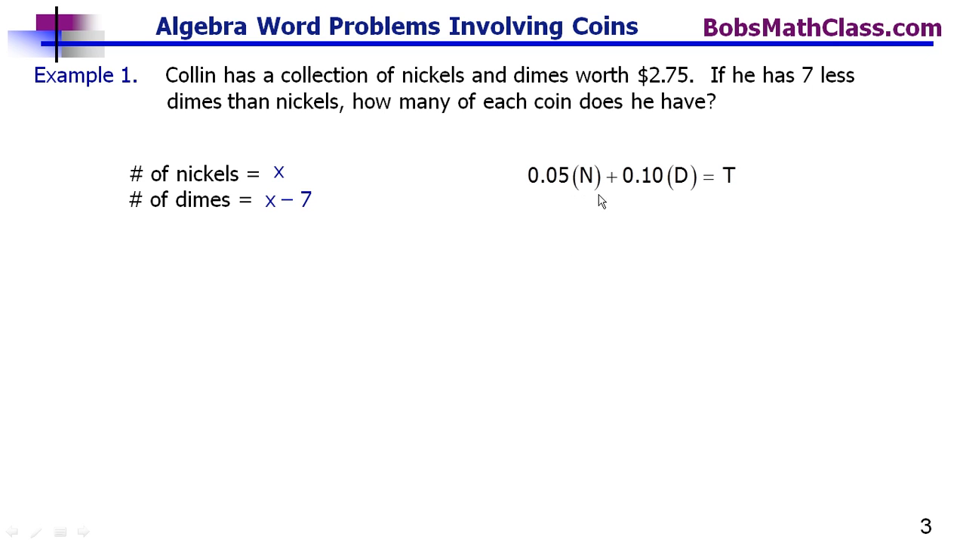Next, we'll write down our equation. There's no quarters, so we don't need the 0.25q here. Now we're going to replace n with x and d with x minus 7.